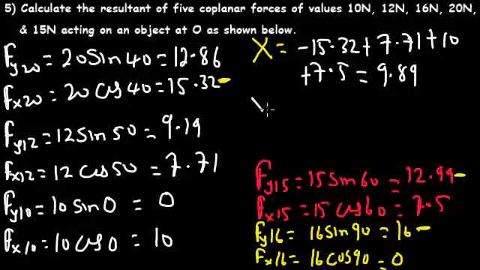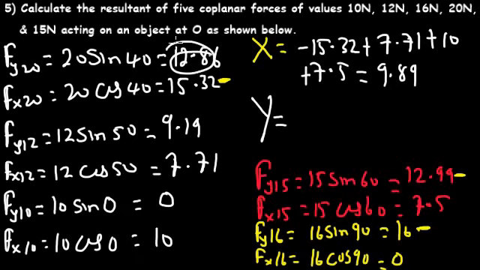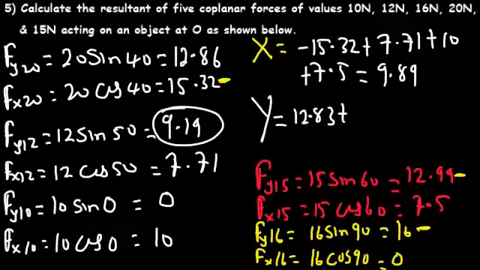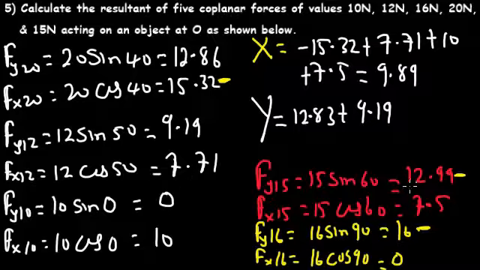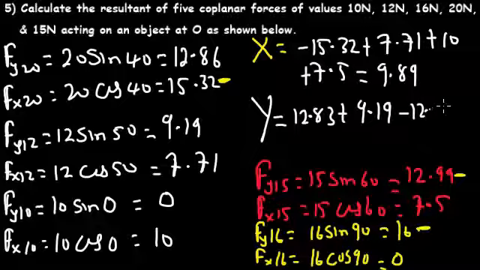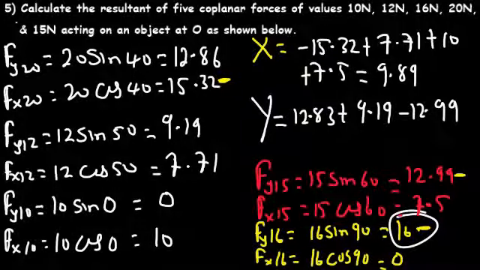Good. Now for the y part we got 12.83 plus the other one 9.19 plus the third one, that's 0, it's gone. Now the fourth one is minus 12.99, the last one is minus 16 again, then minus 16.